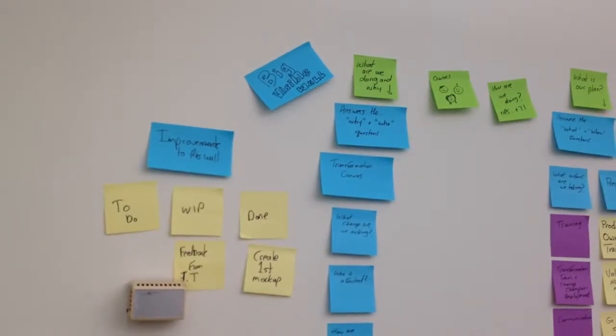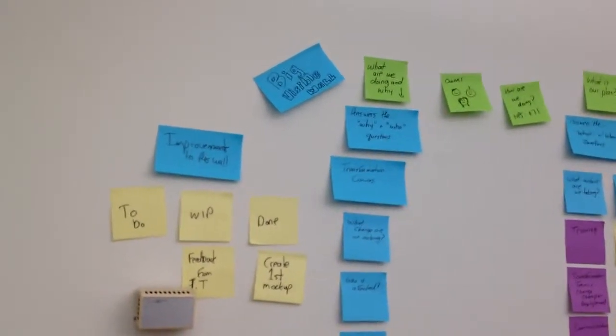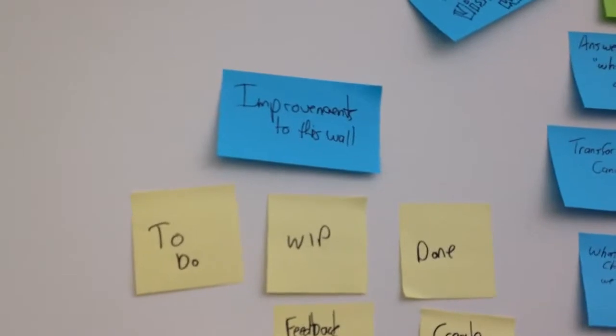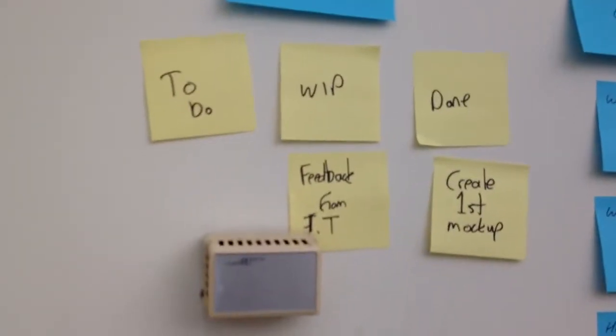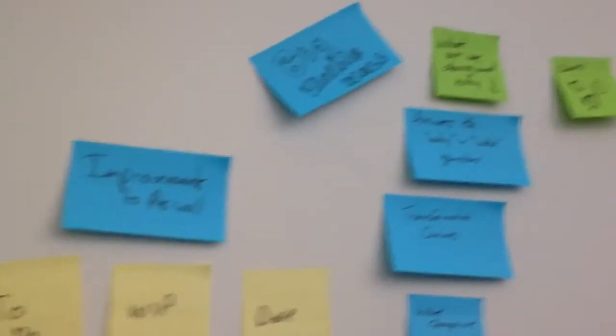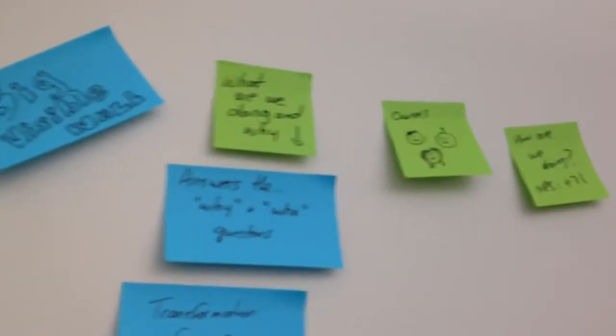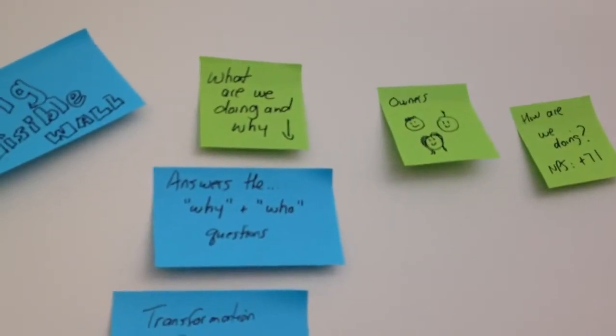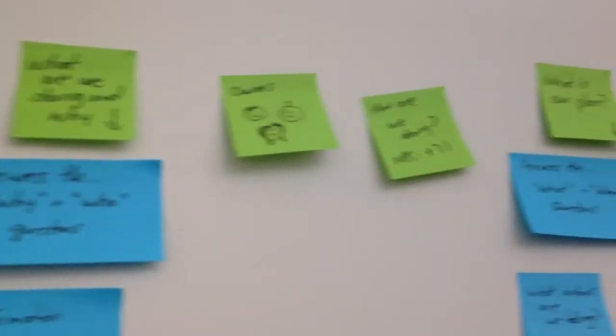This is video overview 1.0 for the big visible wall. First thing we'll have is an improvement to this wall Kanban board, so things we're doing to improve this visualization. This visible wall would be designed to answer these questions. So what are we doing and why with respect to the transformation?